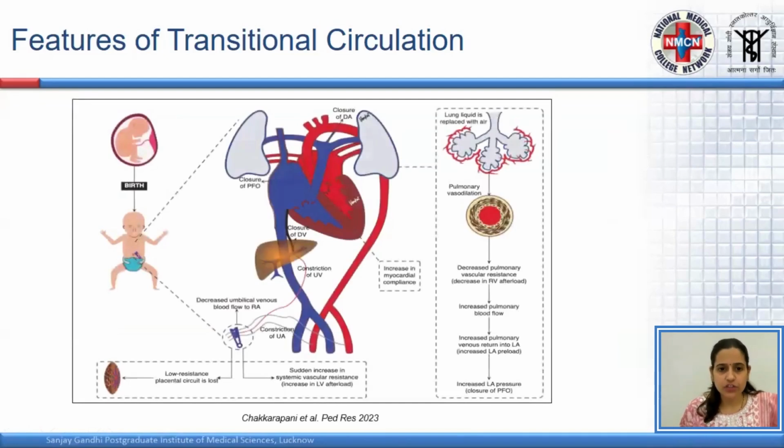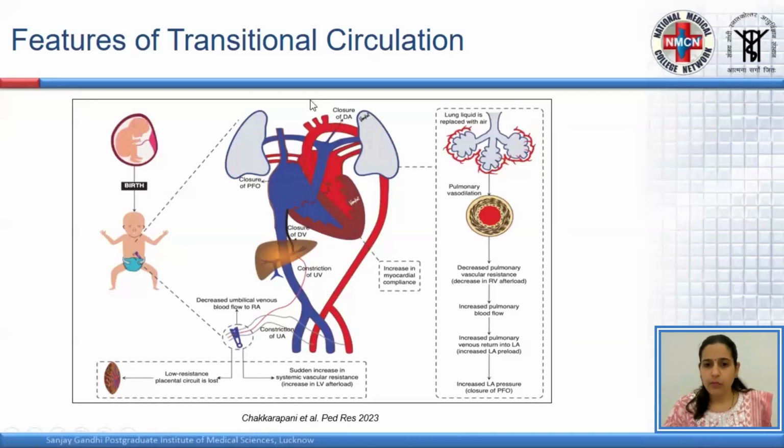Now, there are some typical features of the transitional circulation. As soon as the baby is born and the umbilical cord is clamped, there is a decreased umbilical blood flow, because the source of the umbilical venous supply, which was coming from placenta, is lost. So there would be a decreased umbilical venous blood flow going into the right atrium.